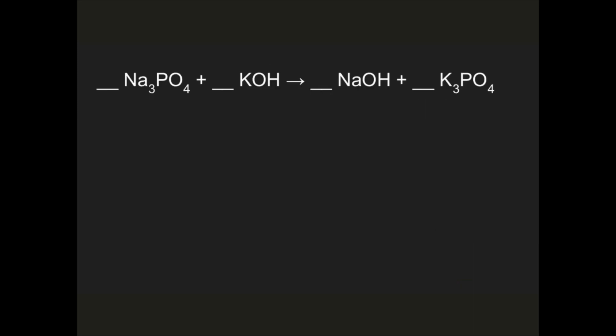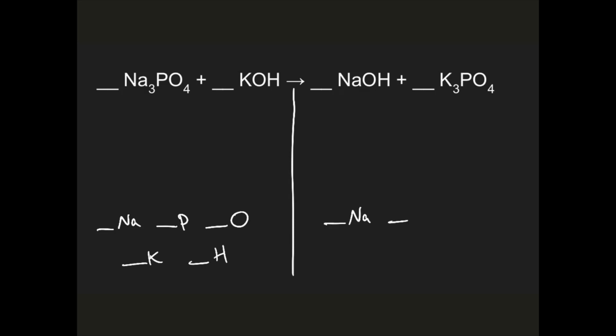Let's do another one. This one looks a little bit more complicated. We just really have a lot more counting to do, but that's fine. So first, I've got sodiums, phosphorus, oxygens, potassiums, hydrogens, and that's the same on the right hand side as well. Alright, on the left hand side, I see 3 of these sodiums, I see 1 potassium, I've got 4 oxygens here, but I've also got 1 here, so I've got a total of 5 oxygens here on the left hand side.